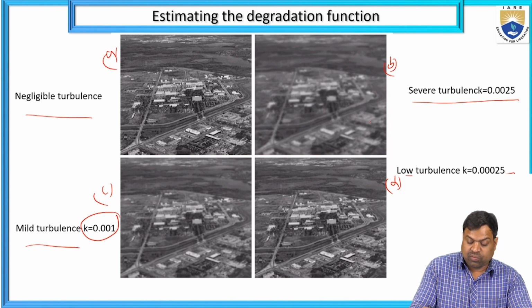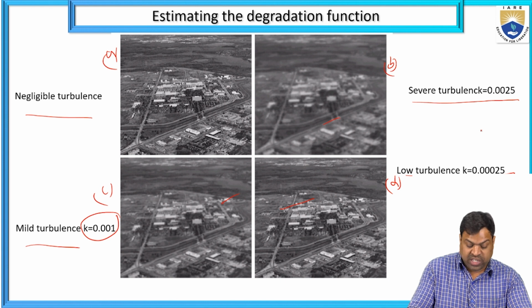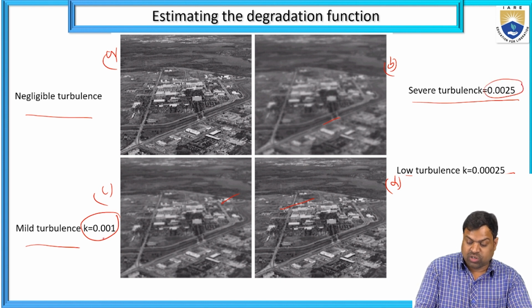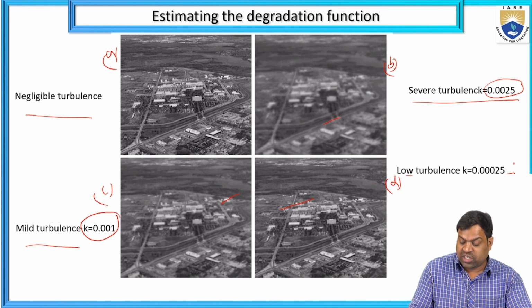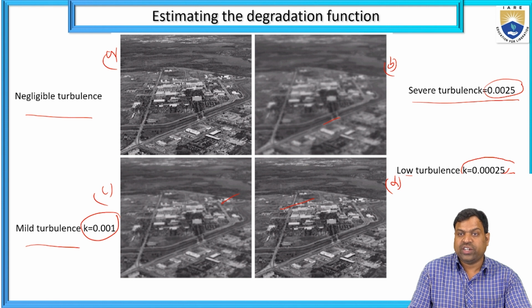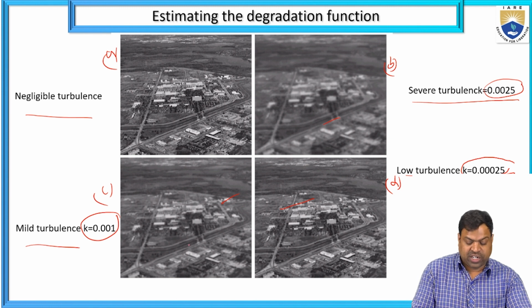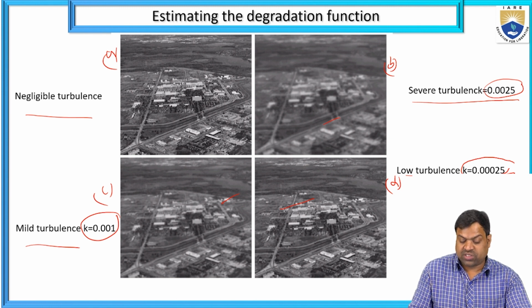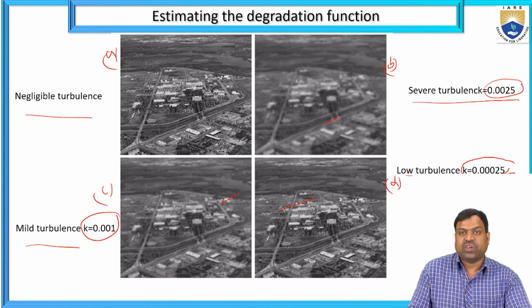So somewhat compared to this one, it is better. Why? Because here I am taking 0.0025. The lesser value is 0.001 and the lowest value is k equal to 0.00025. So we have negligible turbulence, severe turbulence, mild turbulence and low turbulence. These are some sample examples of estimating the degradation function with the turbulence value.